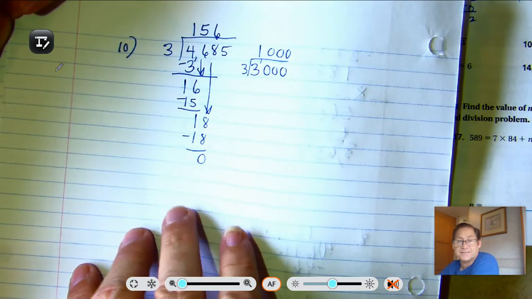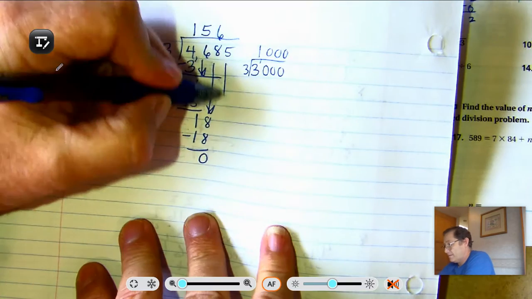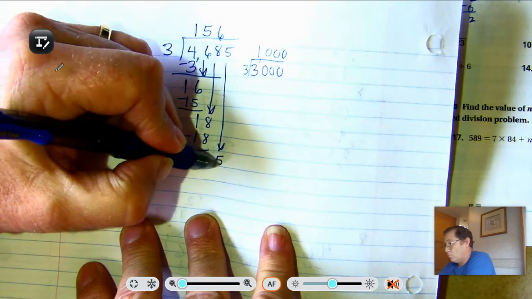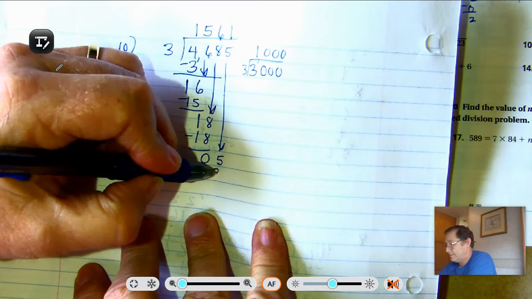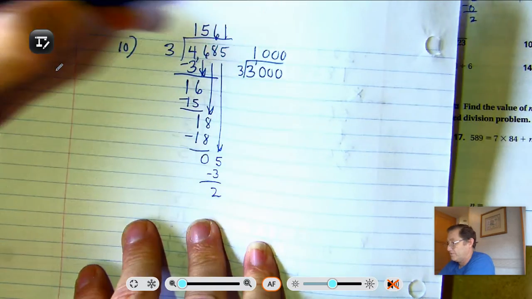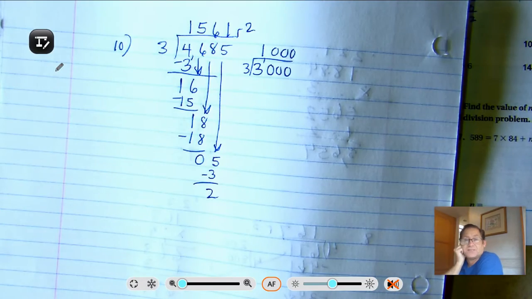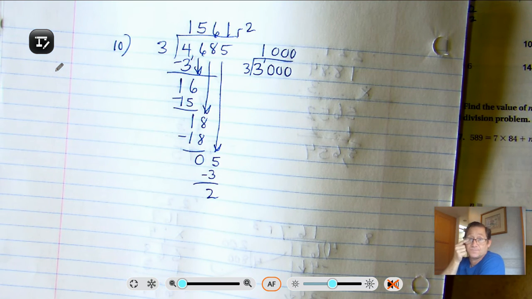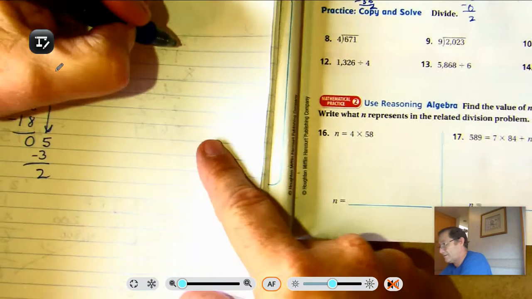3 times 6 tens is 18. 18 take away 18 is 0. So bring down the 5 ones. And 5 ones into 3 groups is 1. 3 times 1 is 3 ones with a remainder of 2. So we're saying our answer is 1,561, remainder 2. So let's see if that's right. Take the quotient and multiply by the divisor.